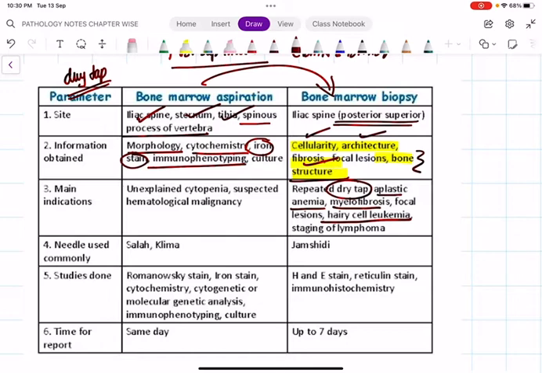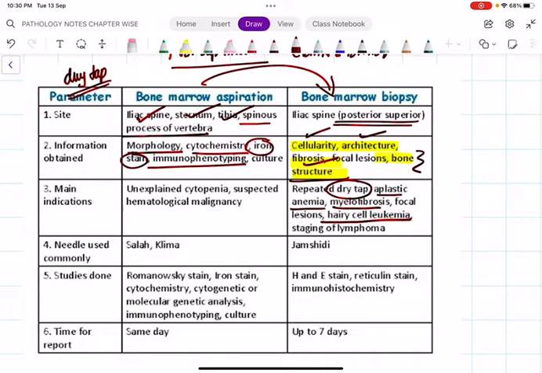Second indication, in case of aplastic anemia. You will learn this when we discuss aplastic anemia: the bone marrow is hypoplastic. The bone marrow is almost full of fat. All the erythroid, myeloid, lymphoid precursors will be very few, and the bone marrow will be completely replaced by fat. So in that case, we can go for a biopsy.